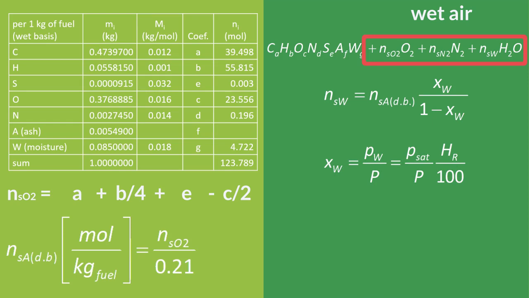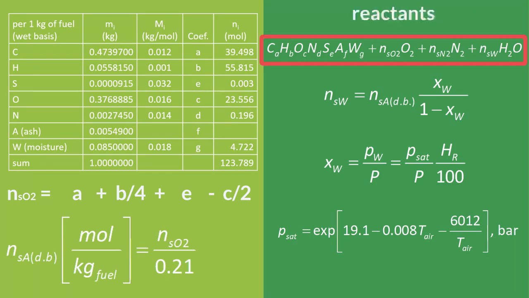The molar fraction of water in the air is obtained by multiplying the saturation pressure by the relative humidity, which is given in percentage of water in the air. All this, divided by the atmospheric pressure. Finally, the saturation pressure of water in air can be calculated as function of the air temperature. These are the reactants of a stoichiometric combustion of biomass with wet air.